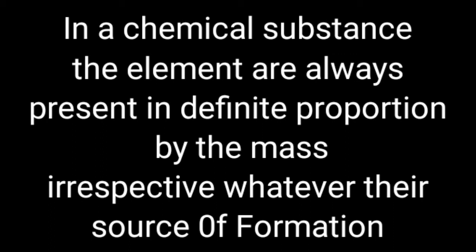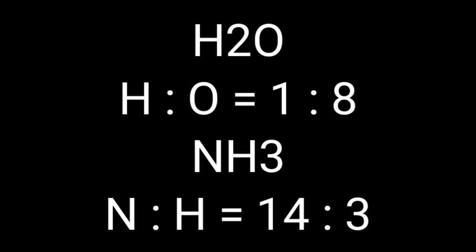According to the law of constant proportion, in a chemical substance, the elements are always present in a definite proportion by mass. For example, in water, the ratio of the mass of hydrogen and oxygen is always 1:8, whatever the source of the water. Another example: in ammonia, the ratio of nitrogen and hydrogen is always 14:3 by mass, whatever the method or source of formation.